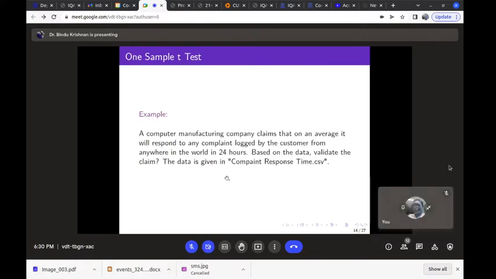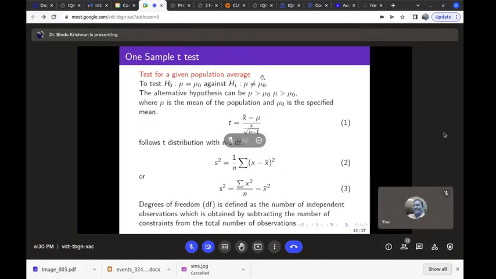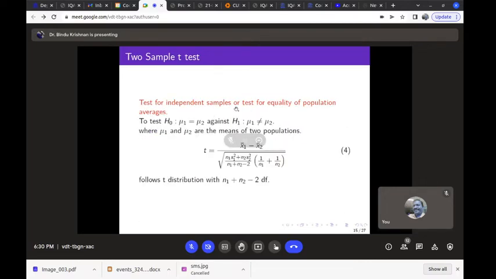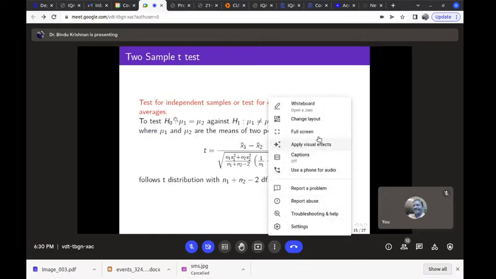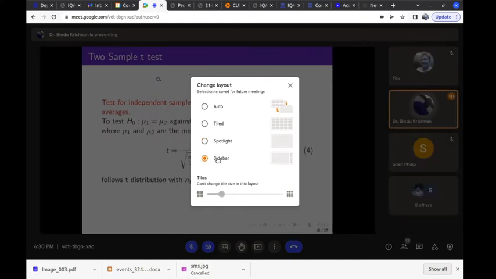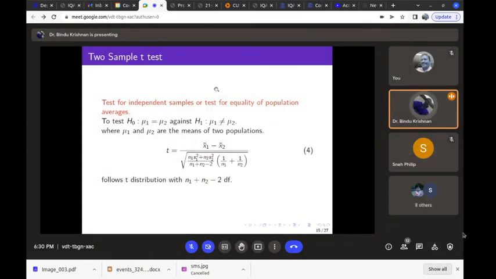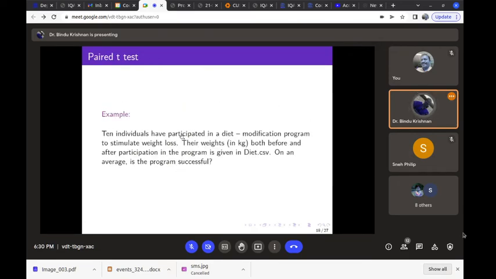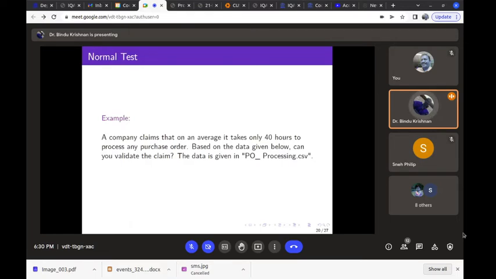First one, test for population average. If the sample size is small, we apply t-test. If the sample size is large, we use normal test. Similarly, if we want to test for equality of population averages, if the sample size is small, say less than 30, we apply t-test. But if it is greater than 30, we proceed to normal test, the test based on normal distribution.